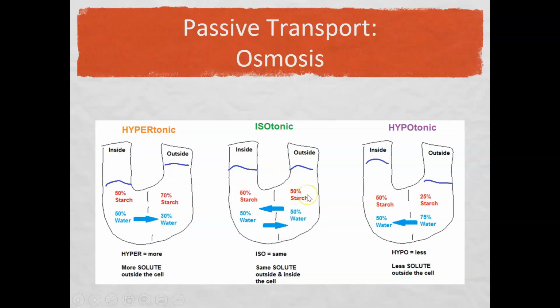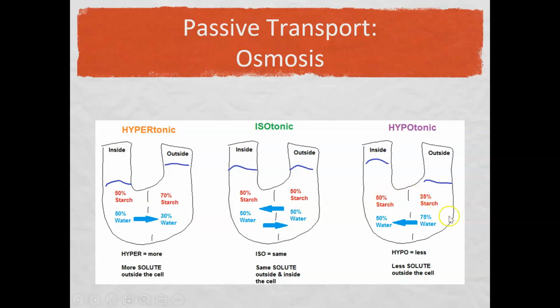If I look at an isotonic solution, now 50% starch, 50% water still inside my cells, but in order to make it isotonic, I also need the same concentration, so a 50-50 on the outside. So water's still moving in both directions, it's just that we're not causing that water level to change. So your cells stay the same shape, everything's kind of good, off it goes.